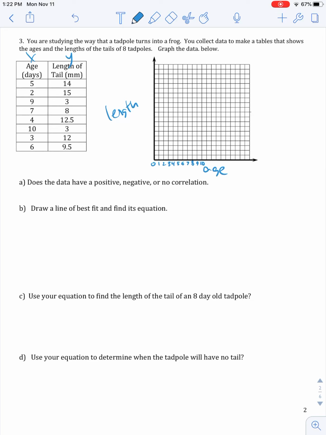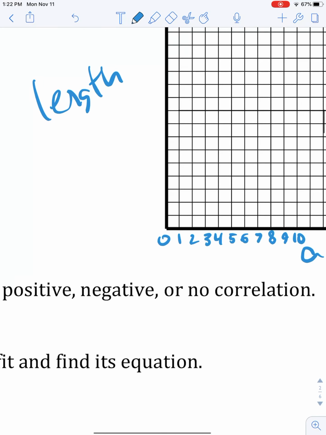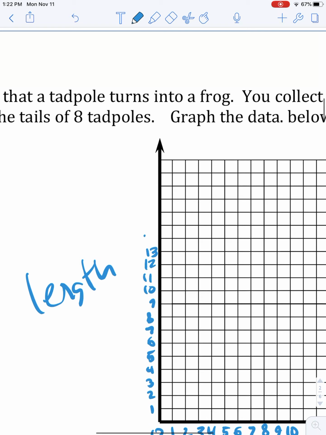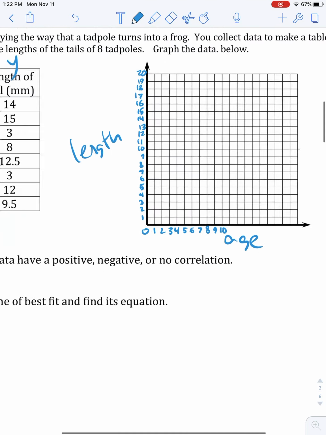And now for length, we need to get up to 14. Well, I can tell that this grid's about 20 tall, so I'm just going to go by ones on this too. 1, 2, 3, 4, 5, 6, 7, 8, 9, 10, 11, 12, 13, 14. And I'm going to go all the way because we might see the pattern extend beyond our points. So we'll label this all the way up to 20.